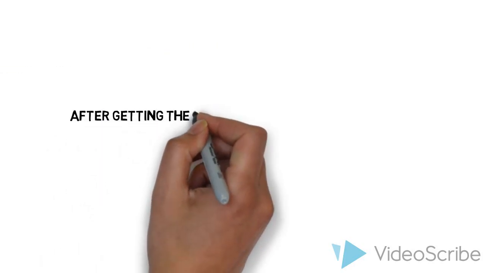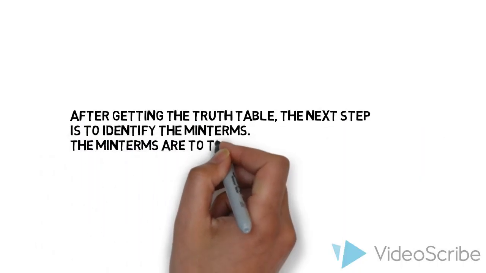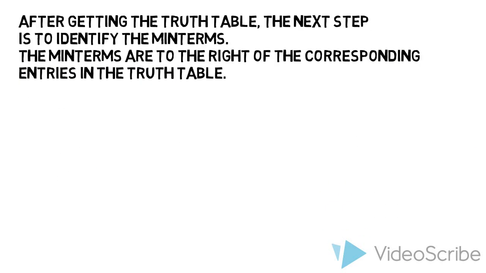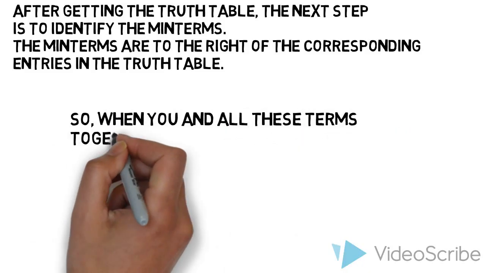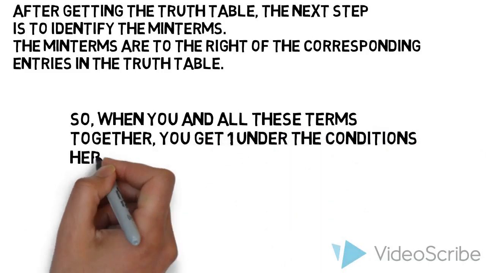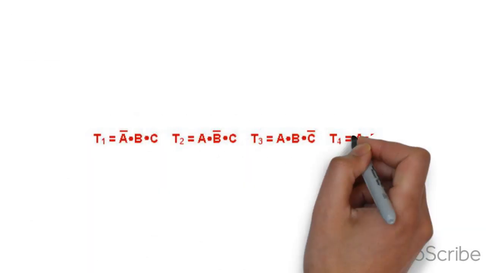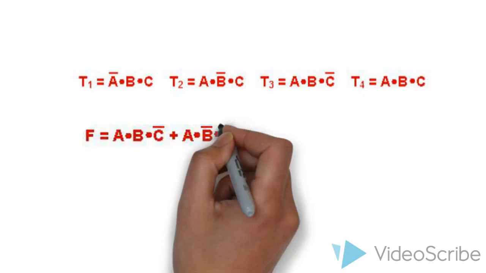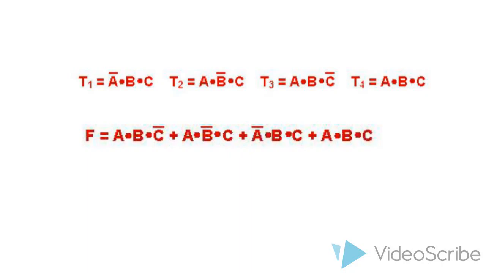After getting the truth table, the next step is to identify the minterms. The minterms are to the right of the corresponding entries in the truth table. There are four 1 entries in the truth table and four corresponding minterm expressions. So when you OR all these terms together, you get 1 under the conditions here. These are the four conditions that get a 1 in the truth table. And this is the result, or the f, that will be the function that represents the truth table.